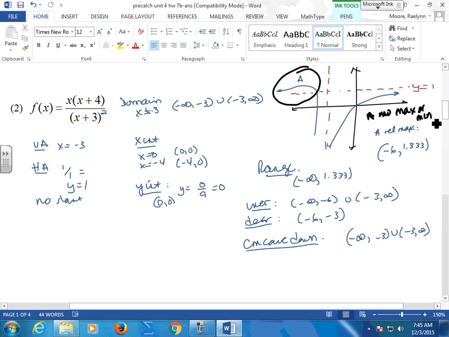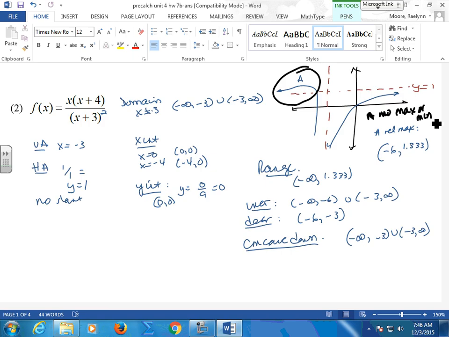Okay. Intercepts, slants. Look for your slants. If you have a horizontal, you do not have a slant. You have a vertical and a slant, but not a horizontal. And your concavities were nice too. Okay, any questions on this?